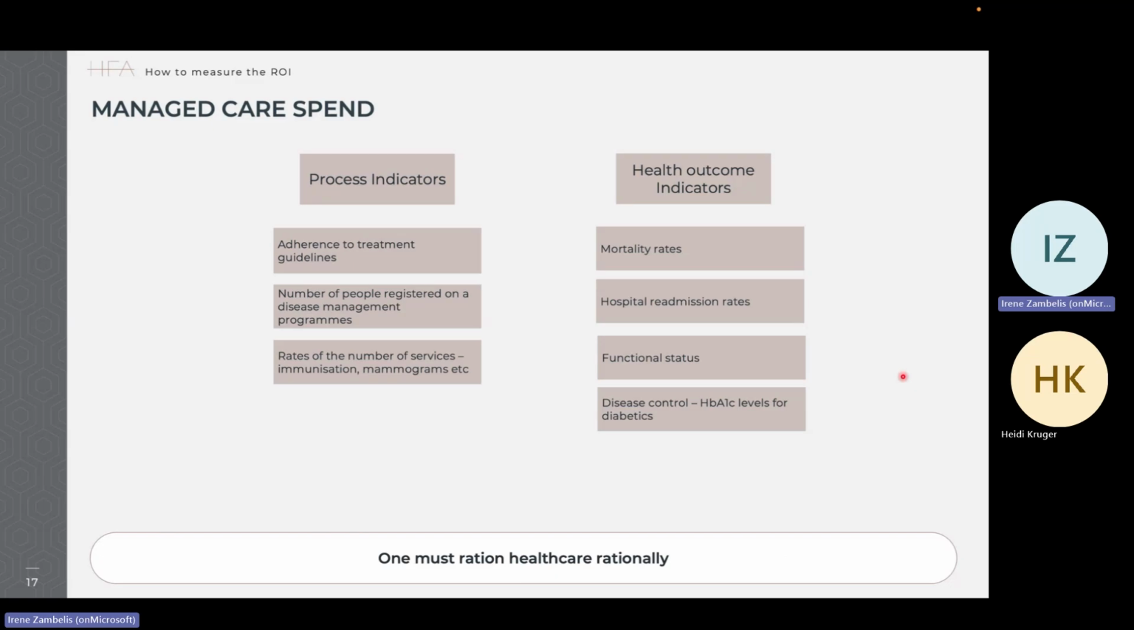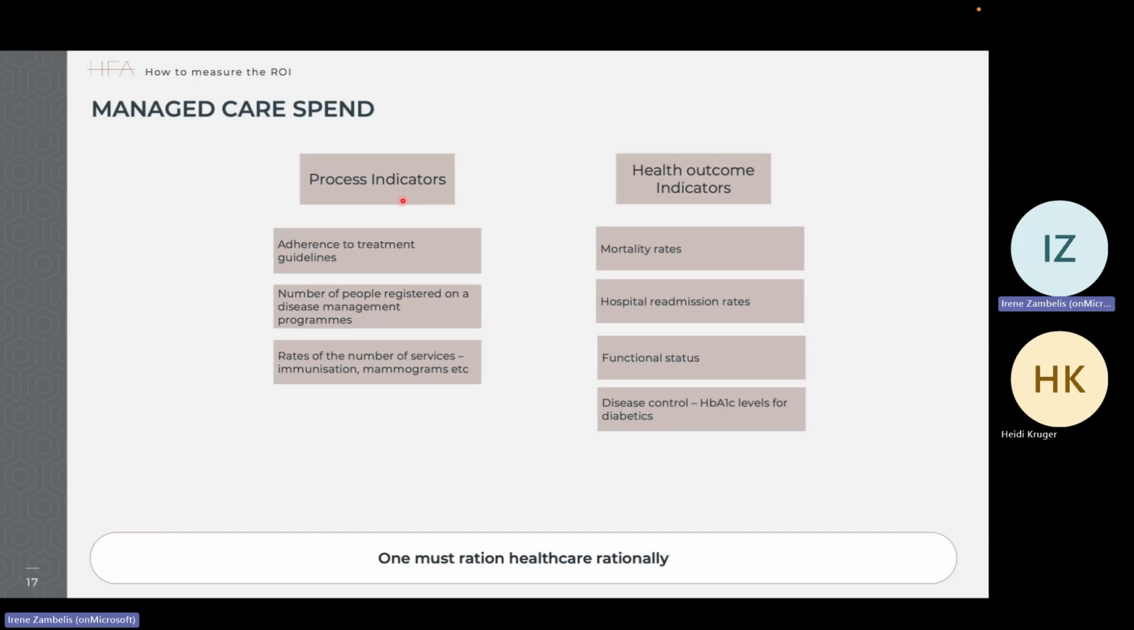And when trustees look at the metrics for the return on investment, there are 2 important indicators, and we mustn't confuse the two. The one is a process indicator, looking at the effectiveness of your program. And the other one is a health outcome indicator. You need both. The process indicator is going to tell you how many people have registered on the program.